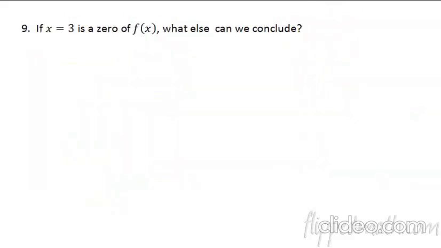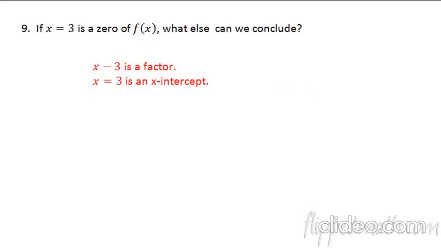So what can we conclude? Look at number 9. If x equals 3 is a 0 of some function, what else can we conclude? I want you to write these 3 things down. I got 3 things for you. If x equals 3 is a 0, then x minus 3 is a factor. If x equals 3 is a 0 and x minus 3 is a factor, then x equals 3 is also an x-intercept on the graph.